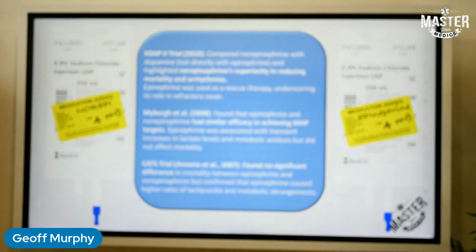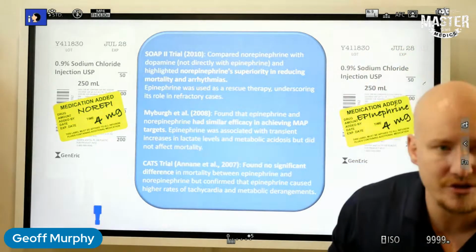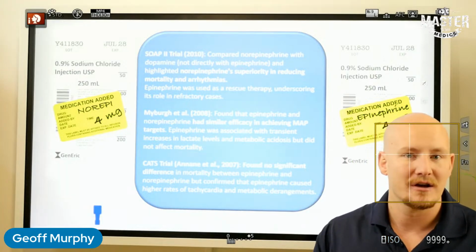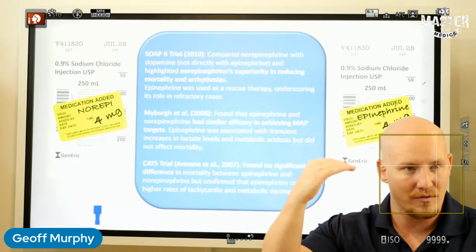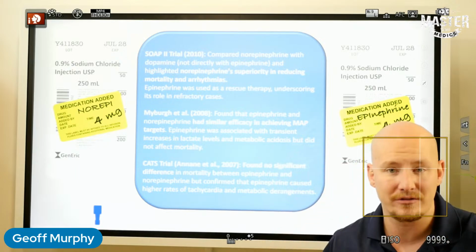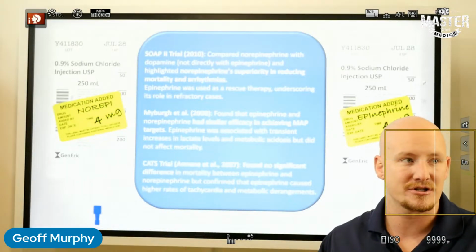Now, sometimes fluid's not going to be enough. Remember, these vessels are very dilated, so it might require a lot of fluid in order to get these patients to a state in which they can actually respond to that fluid. You're going to hopefully see that heart rate decrease, and that blood pressure increase a little bit and normalize. But in a lot of cases, we're going to have refractory hypotension.